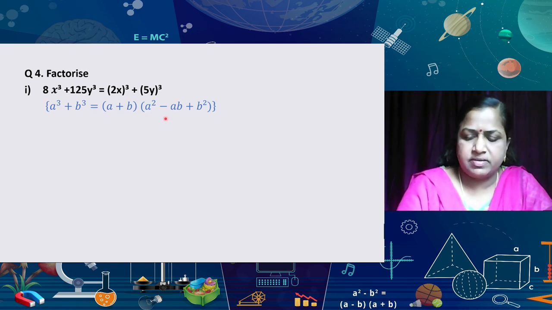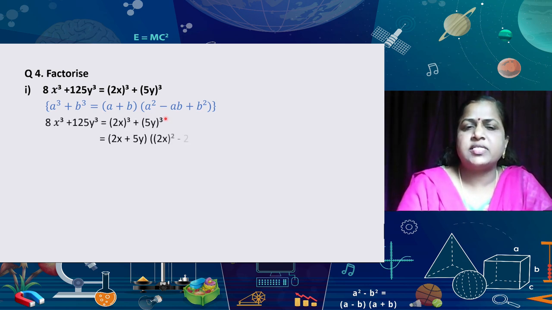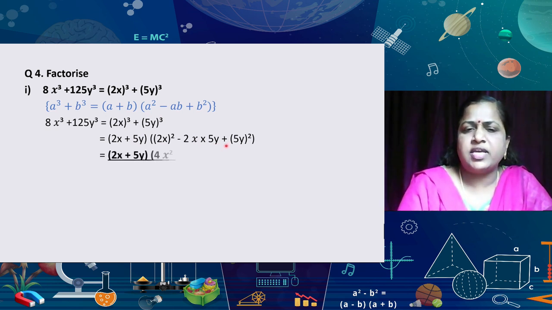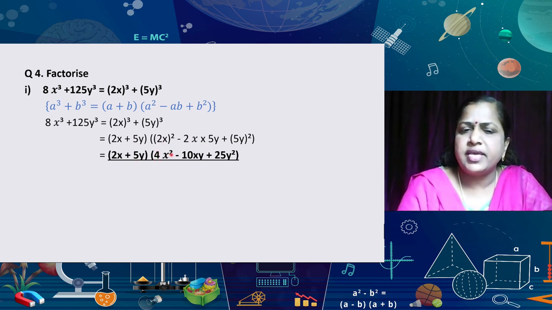So how can we write the given question? (2x) whole cube plus (5y) whole cube. That is a is 2x and b is 5y. So a plus b, that is 2x plus 5y, into a square minus ab plus b square. That is (2x) whole square minus 2x into 5y plus (5y) whole square. So we can write the answer as (2x + 5y) into (2x) whole square is 2 into 2, 4x square, minus 2 fives are 10xy, plus (5y) whole square, 5 into 5 is 25y square. So the factor form is (2x + 5y)(4x square minus 10xy plus 25y square).